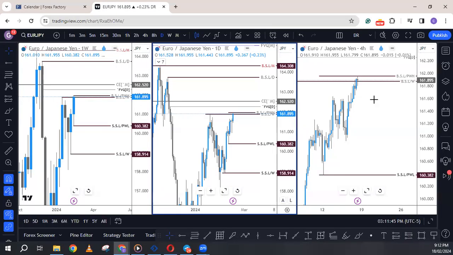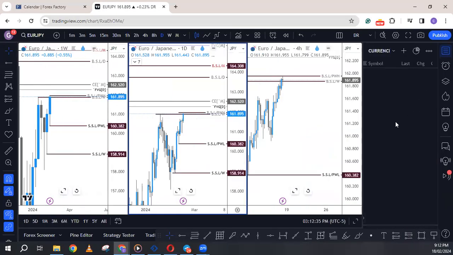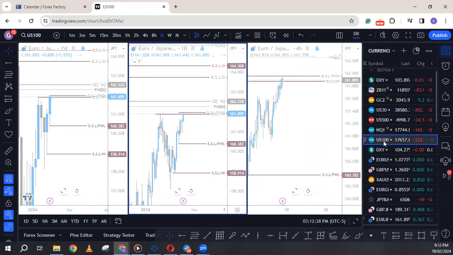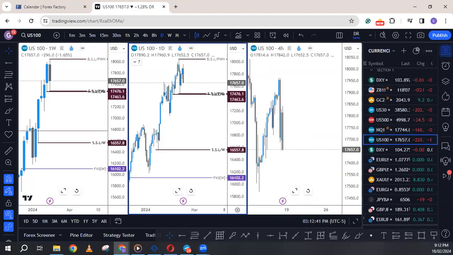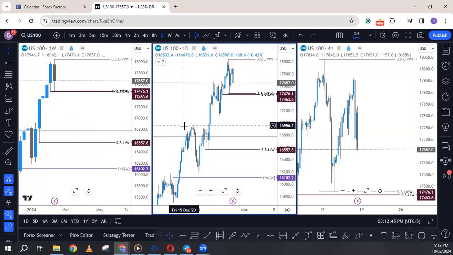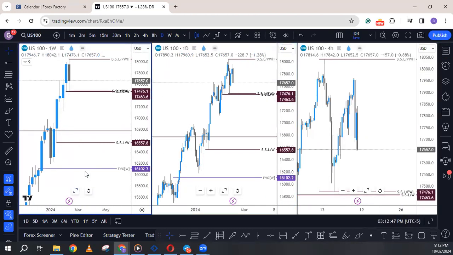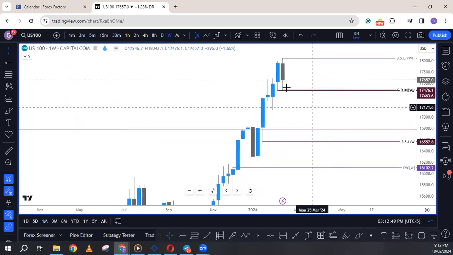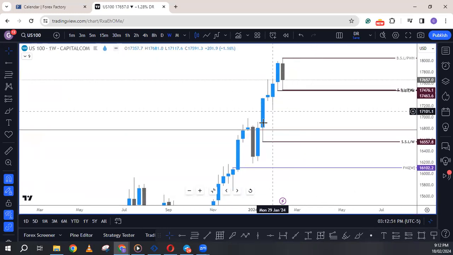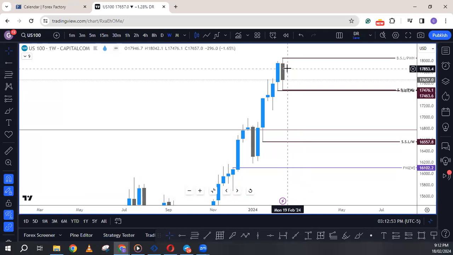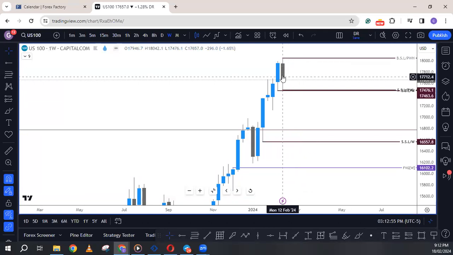So as always, we're going to start with the US 100, which is NASDAQ's variation of DXY. Looking at the weekly, we can basically see what looks like a dark cloud cover in an uptrend.